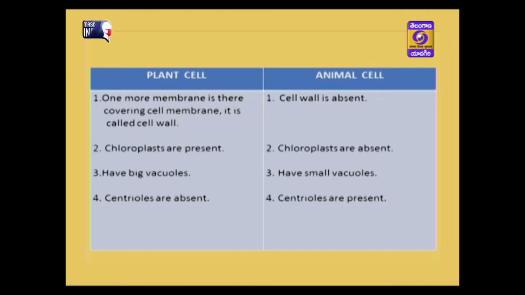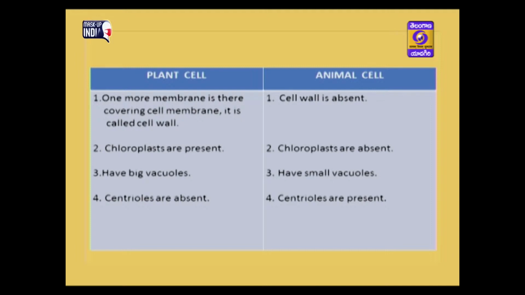In the plant cell, chloroplasts are present. In the animal cell, chloroplasts are absent. In the plant cell, they have big vacuoles. Animal cells have small vacuoles. In the plant cell, centrioles are absent. In the animal cell, centrioles are present.